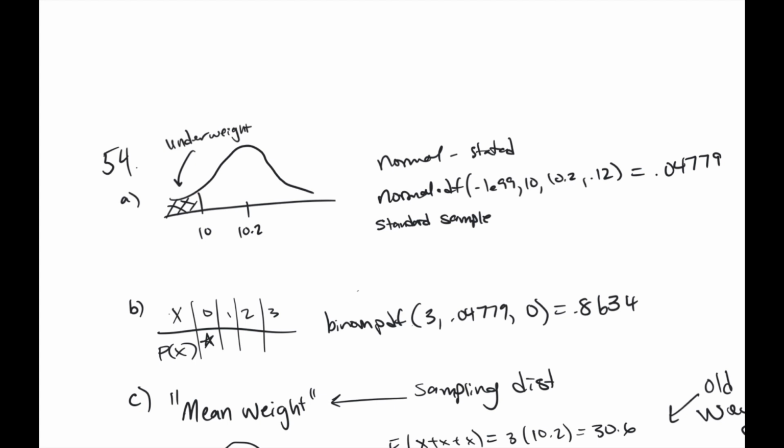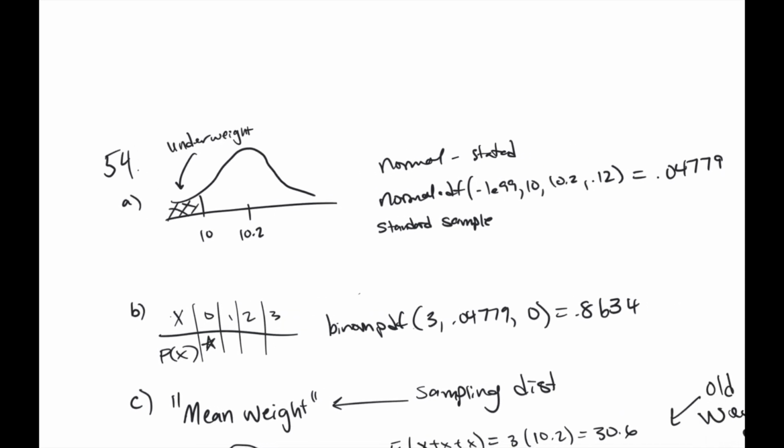Part A asks just what percentage of bags are underweight. So they advertise a weight of 10 ounces. So under that amount would be what we would call underweight. And so I'm just using normal CDF in terms of this traditional sample. And we set it up like this, where we get that percentage and you get about 0.048% probability of having a bag be underweight.